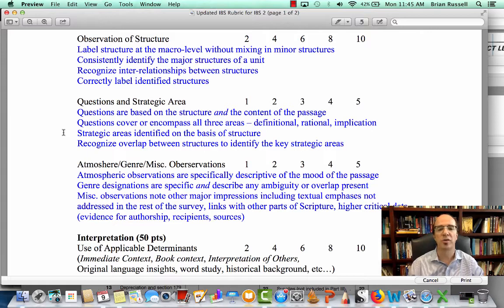Also, you want to make sure that the strategic areas or key verses that you identify are done on the basis of structure, not just what you think is important. And I'm going to be looking to see that you recognize the overlaps between the structures, so that some of your strategic areas will be inclusive of different structures. Again, the last 5 points are on your atmosphere, your genre, and your miscellaneous observations.